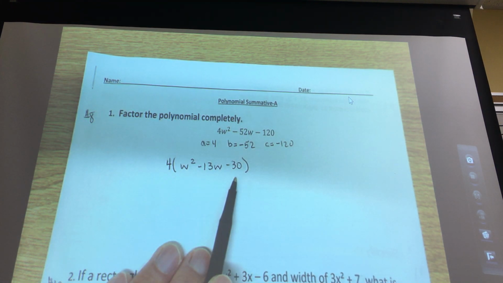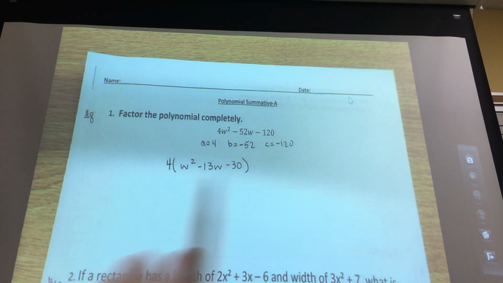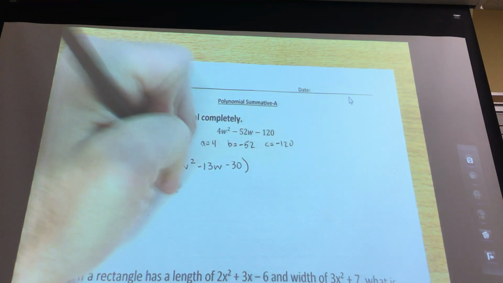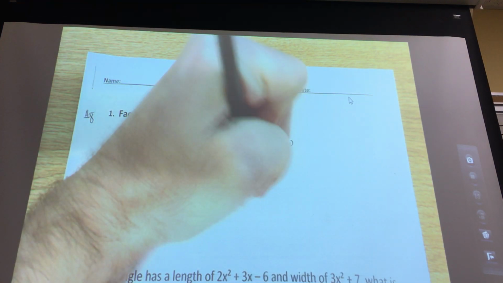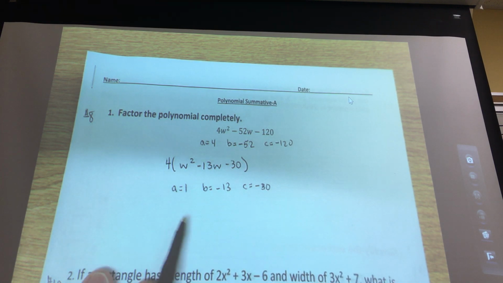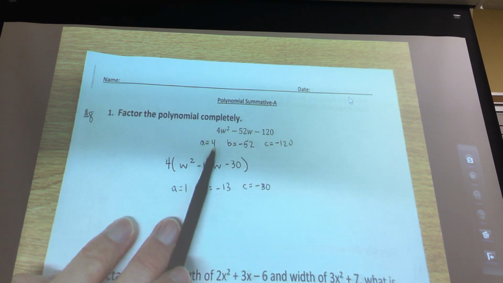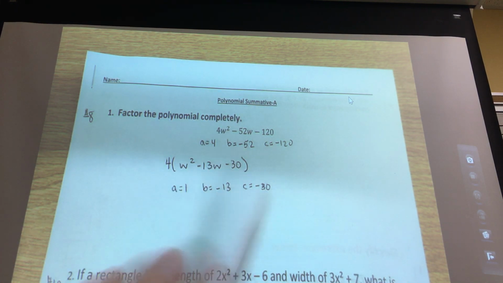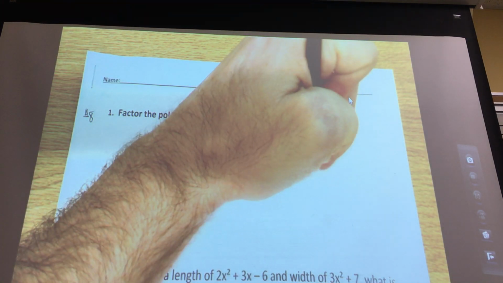So we have found our A, B, and C original. We also have found our greatest common factor and taken it out. So now what we're going to do is factor this like normal. We have to identify our A, which is 1, our B, which is negative 13, and our C, which is negative 30. At this point you're going to factor like you normally would. When A was bigger than 1, you look for a GCF. If A, after you found your GCF, is bigger than 1, then you have to multiply A times C and use that as your new C, but in this case it is not. So what you're going to do is multiply 1 times negative 30 and find the factors of negative 30.